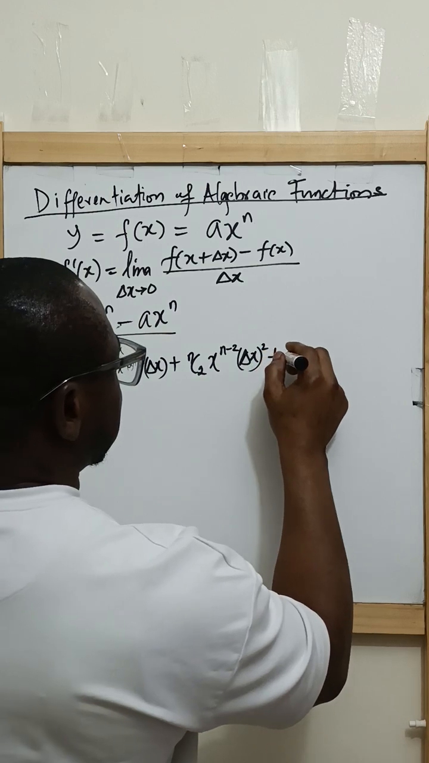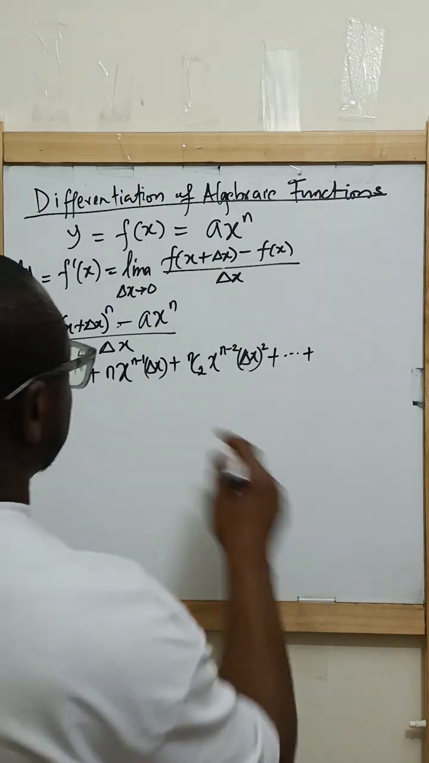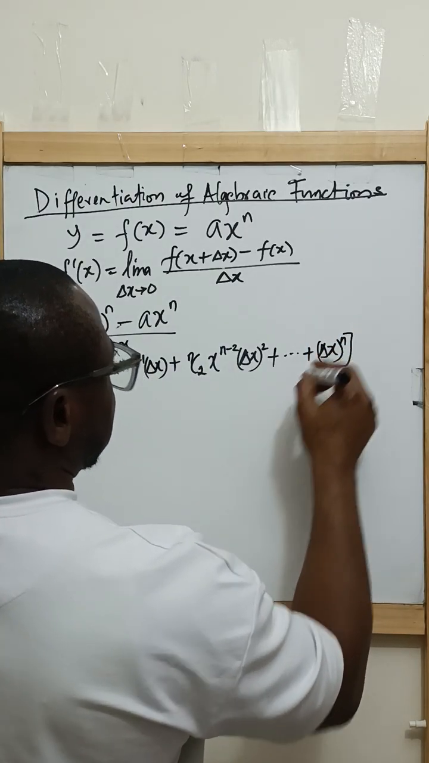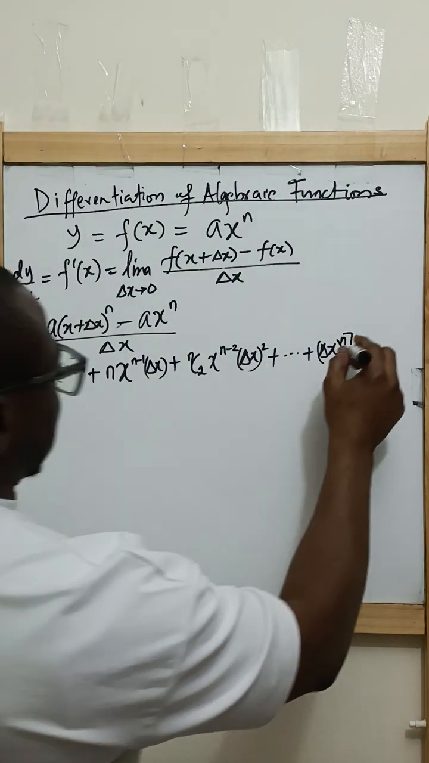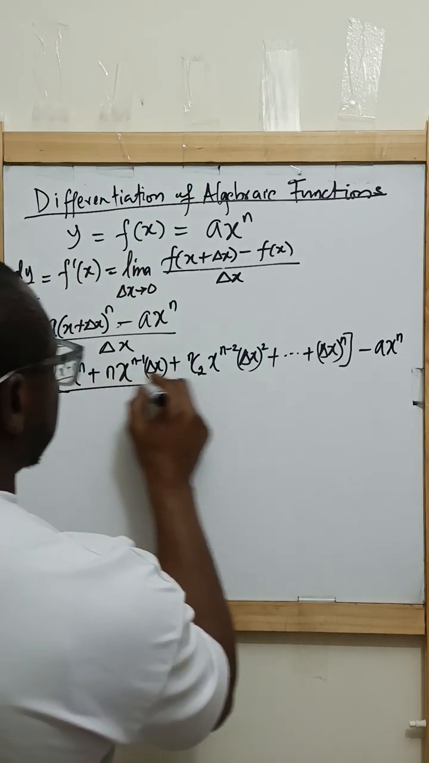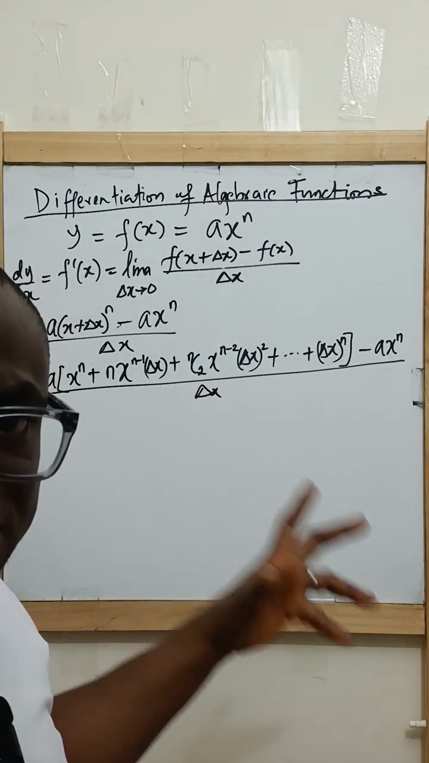Then the next term, the last term, is going to be what? Delta x raised to the power n. So this is the expansion of this one, and this is multiplied by a, everything divided by delta x. Are we good to go with this?